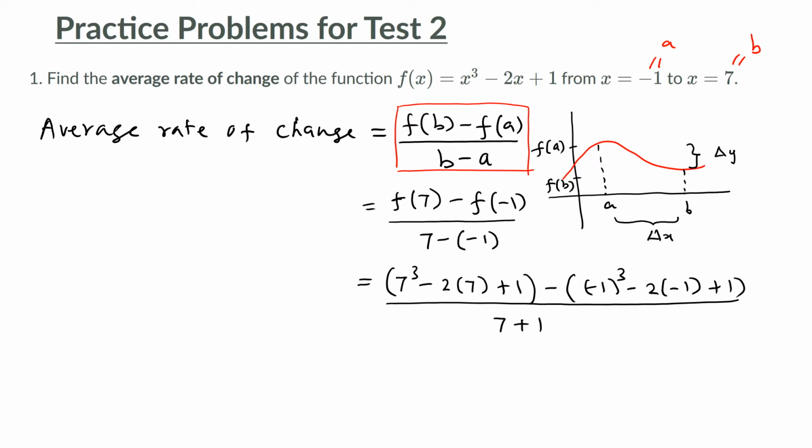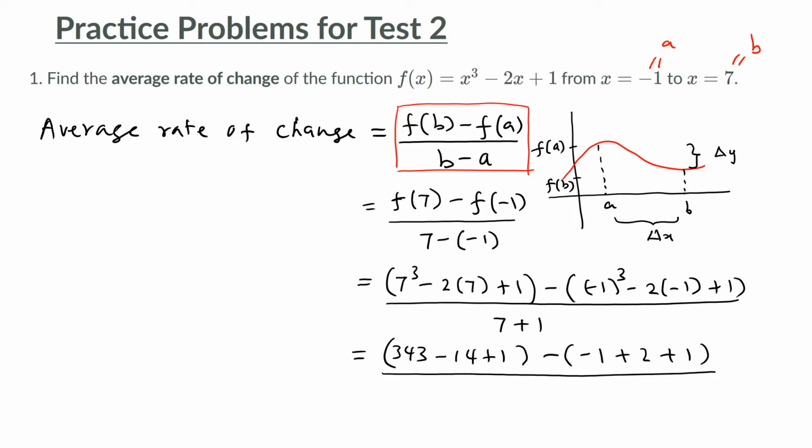And then if you simplify, I'm going to write a few more terms. You're going to see that 7 cubed, which is 343, minus 14 plus 1. That's what you get from the first one. And from the second one is a (-1) cubed. That means you multiply -1 three times by itself, which is -1. And then negative negative becomes positive, you get 2, and then plus 1. That's what you get from the second one.